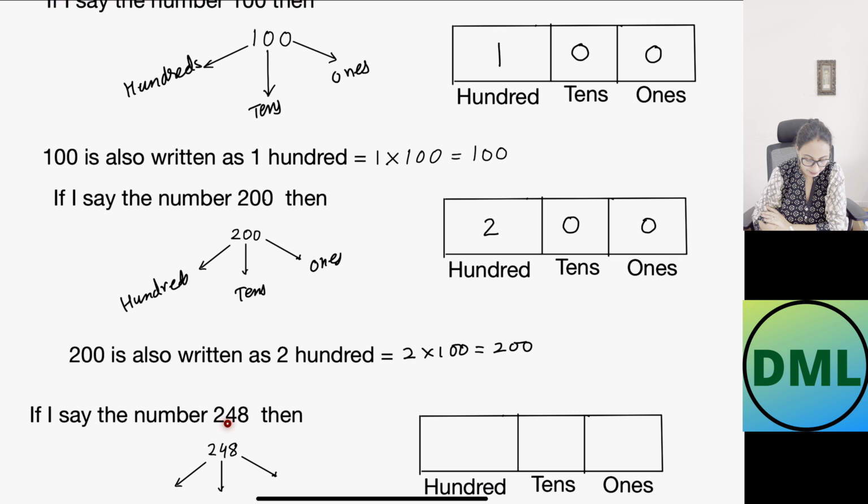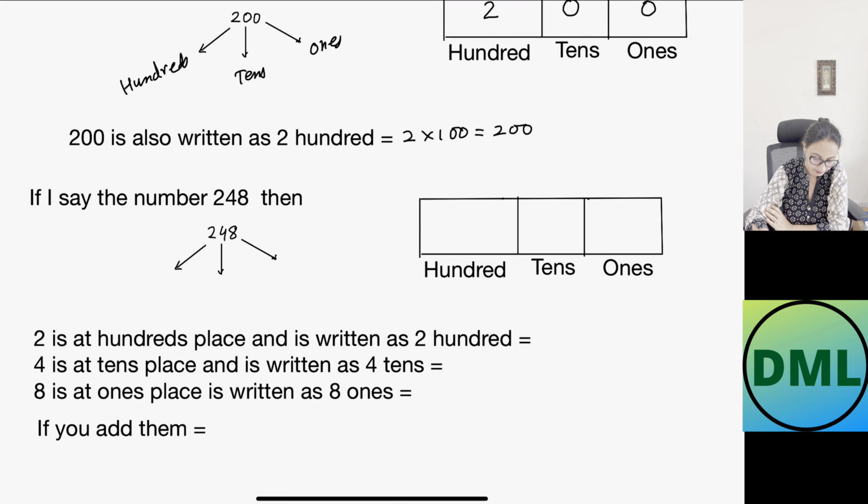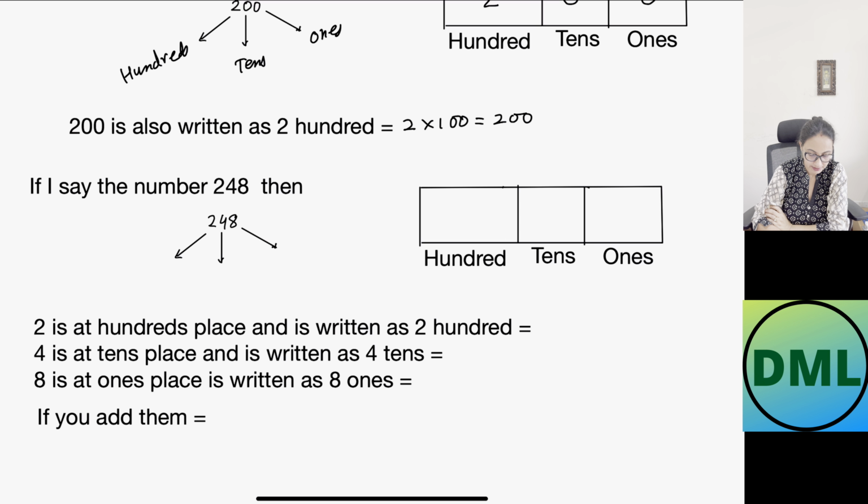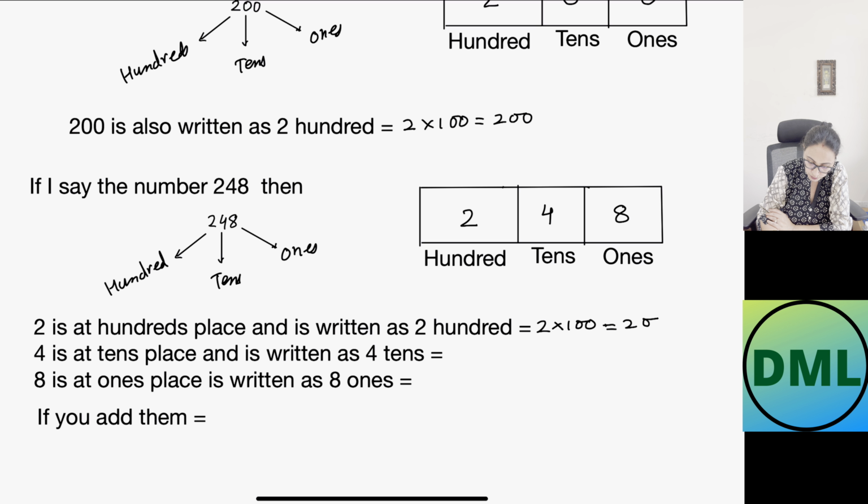If I say the number 248, then this 8 is at ones place, this 4 is at tens place, and this 2 is at hundreds place. Let's place the values here. Ones place is 8, tens place is 4, and 2 is at hundreds place. 2 is at hundreds place and is written as 2 hundreds. The value is what? 2 multiplied by 100, because it is at hundreds place. This will be answered as 200.